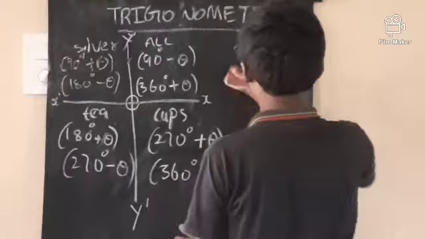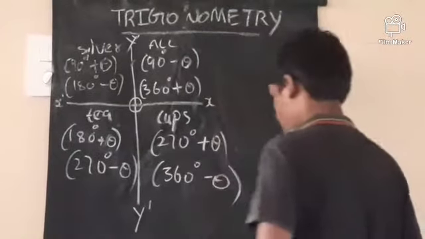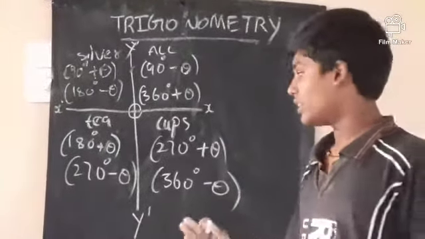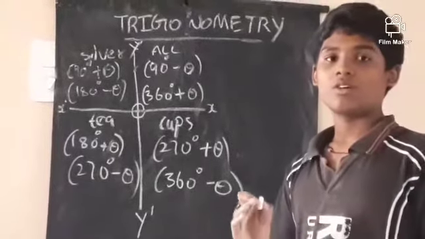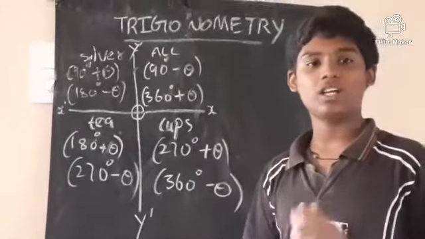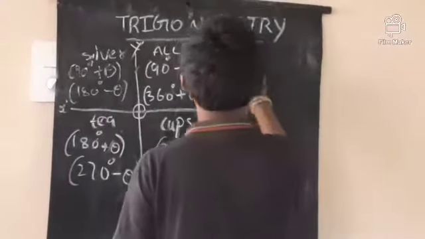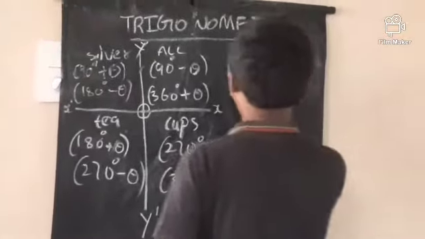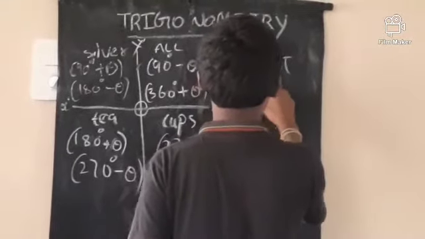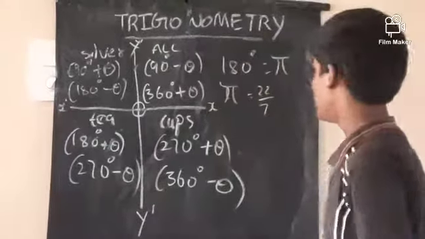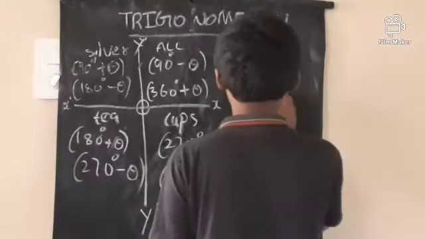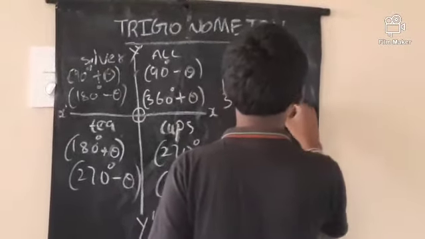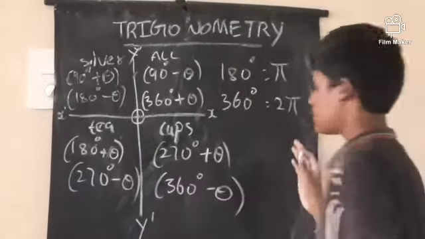Now here we directly wrote 180 degrees, 90 degrees, 270 degrees and 360 degrees. But in trigonometry we cannot write like that. We write 180 degrees as pi. So what is pi? Eventually pi is 22/7, but here it will be 180 degrees. Understand? And 360 degrees we call 2 pi.